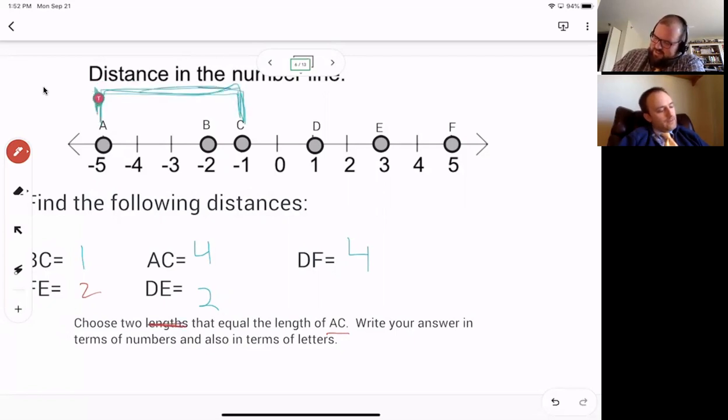Could we say that this is... so this is confusing to me. Is this two segments that together equal the length of AC, or is it two segments that have an equal length to the length of AC? We could answer that in either way, but I think it would be helpful for us to make AC. So could we think of it as AC could be written as two pieces?